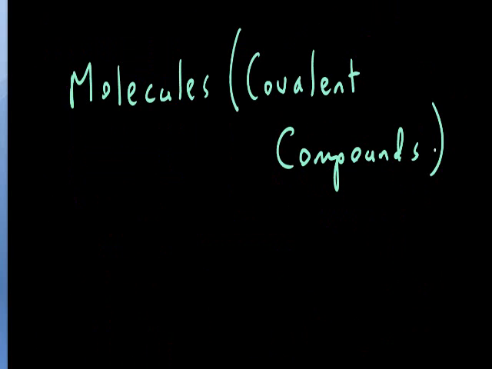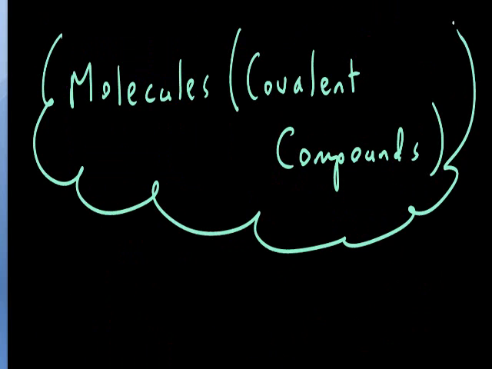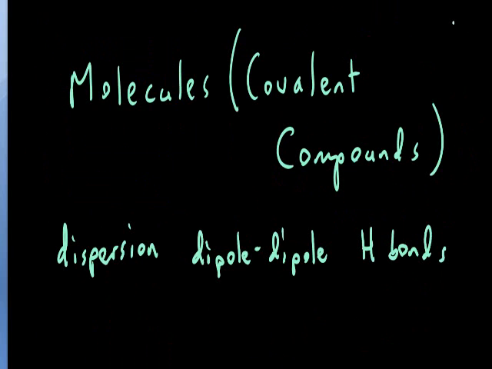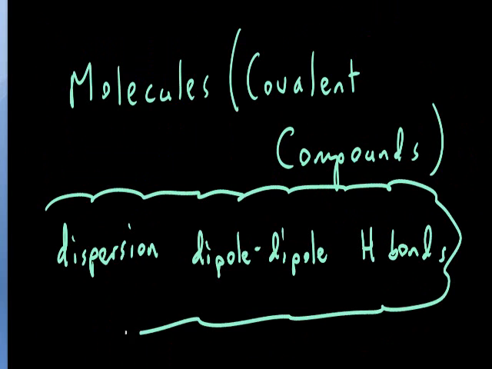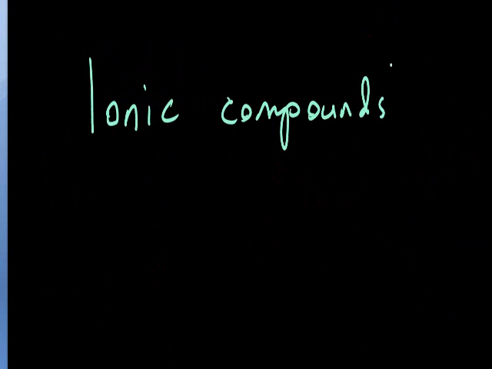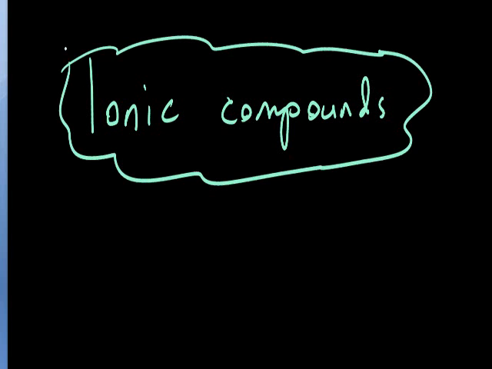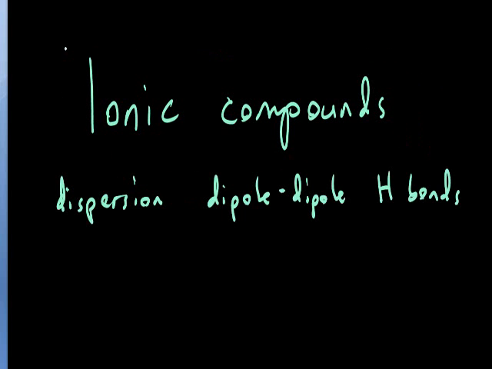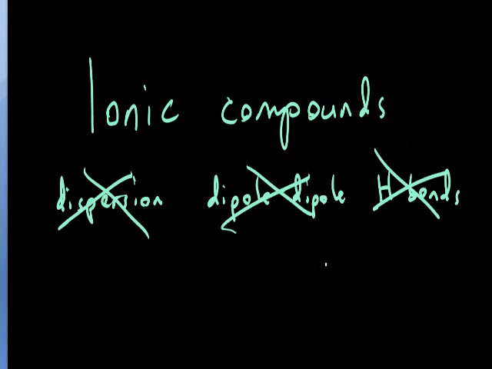The compounds we've looked at thus far in the trends are for molecules and covalent compounds, where dispersion forces, dipole-dipole, and hydrogen bonds are of consequence. The next series of trends we're going to take a look at are specifically for ionic compounds. In ionic compounds, dispersion forces, dipole-dipole, and hydrogen bonds are of little to no consequence.